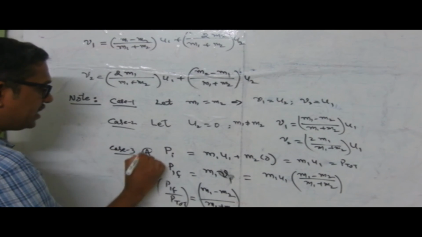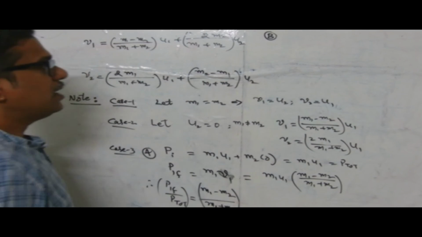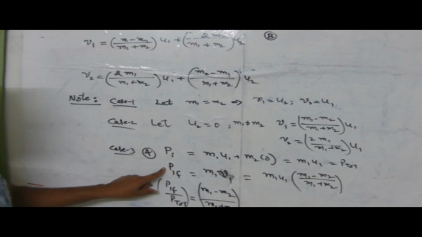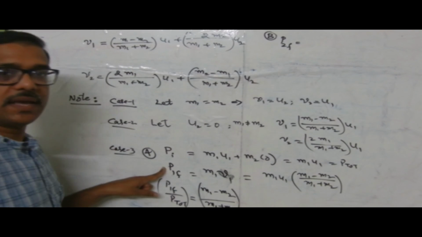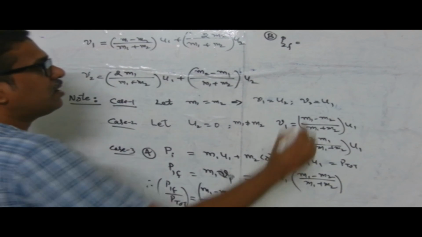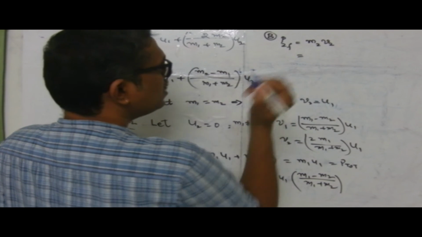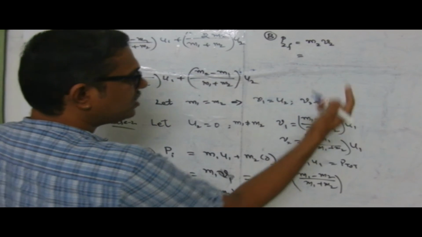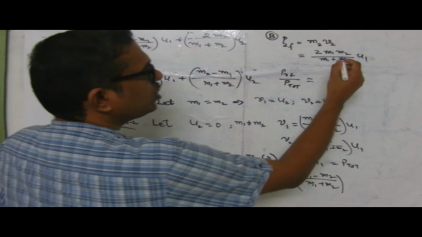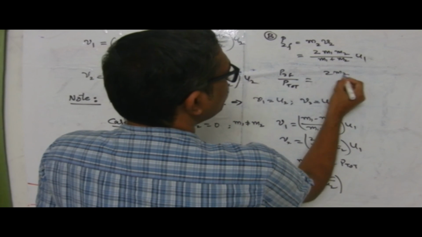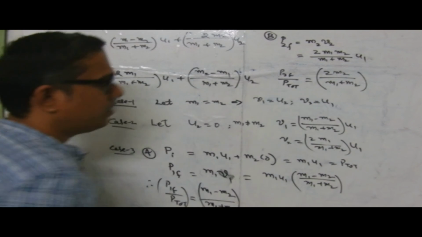Case 3, this is point A. Point B. What is point B? Now in point B, what is the final momentum? So let us take care of the P2F value. P2F is nothing but the second object's mass into final velocity. What is the final velocity? V2. This is P2F by P total, which is equal to 2m2 by (m1 plus m2). We can write it like this.